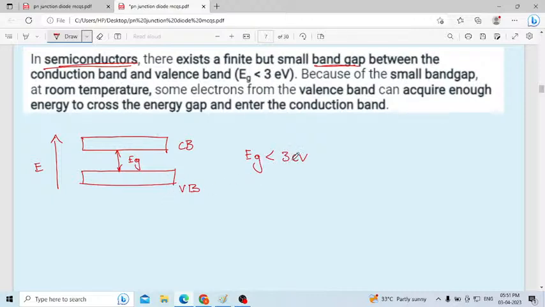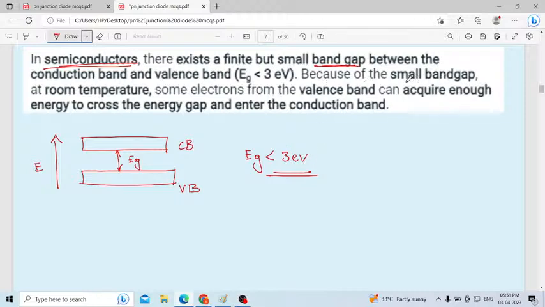Then here the electrons present in the semiconductor, there exists a finite but small band gap between the conduction band and valence band. Yes, you can observe a small gap. Then you have to remember the gap value also. That is also very important, because in the exam they may ask. The energy gap of the semiconductor is less than 3 electron volt.